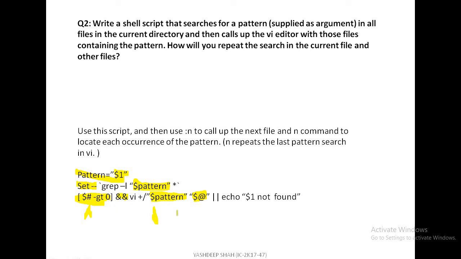But if we are not able to find any pattern, then this OR will execute and we will get our output like echo $1 not found, that is, the pattern that we are trying to find is not present in our directory. Okay, and to repeat the search in the current file and other files, we will use :n. It is used to call up the next file, and the n command locates each occurrence of the pattern, and repeats the last pattern search in VI.